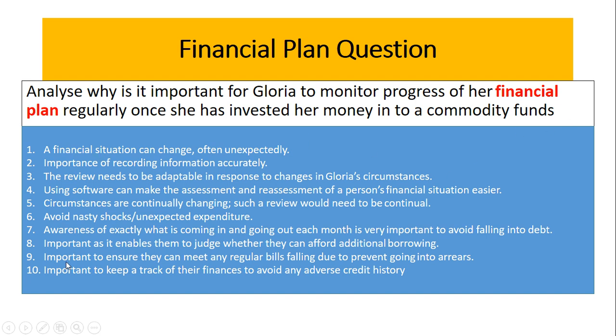So I've given you 10 points that you can use very easily. But please do not forget, you must relay these points to Gloria. Financial situation can change, often unexpectedly. This means that Gloria must take care of how much money she's putting aside, just in case the fund doesn't perform well and she might lose money from that perspective.